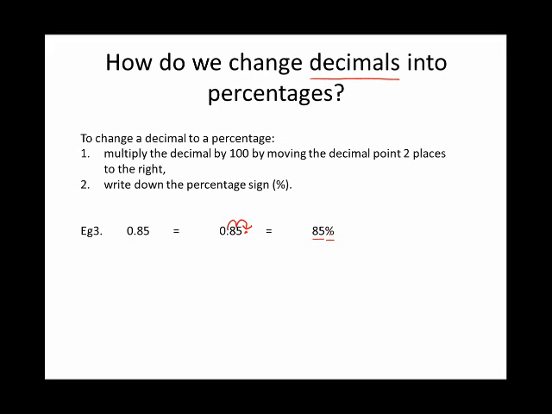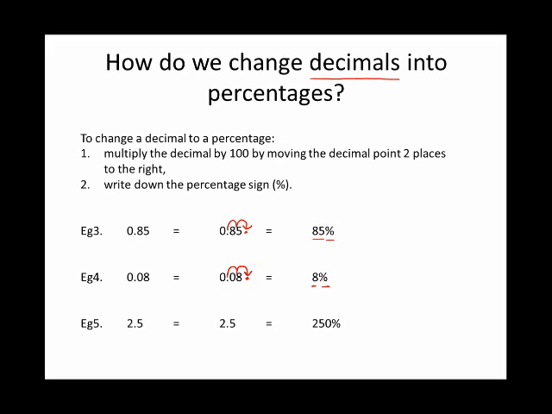Let's look at a second example. Here we have 0.08, so we copy it down and we move the decimal point 2 places to the right. So the decimal point is no longer here, it's moved over here. We ignore the leading, which are unnecessary zeros, and we have 8 before the decimal point and nothing afterwards, so we just write down 8 and then insert our percentage sign. So 0.08 is the same as 8%.